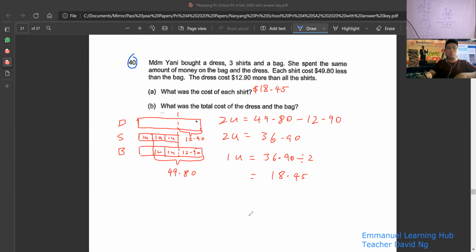The dress is $12.90 more. Now $12.90 more, right, than 3 shirts. 3 shirts and $12.90 more. So what must you do? 18.45 times 3, then plus $12.90. What's the answer?